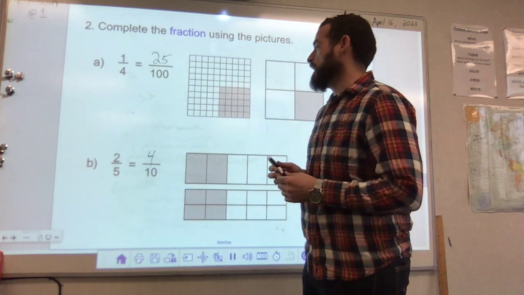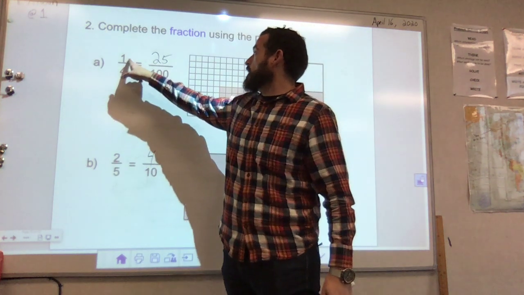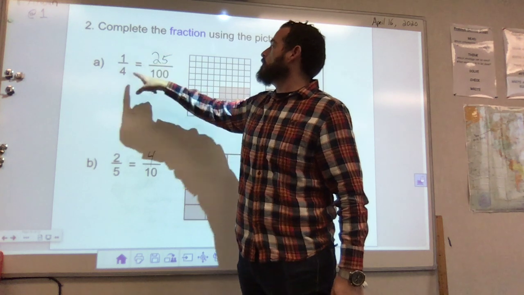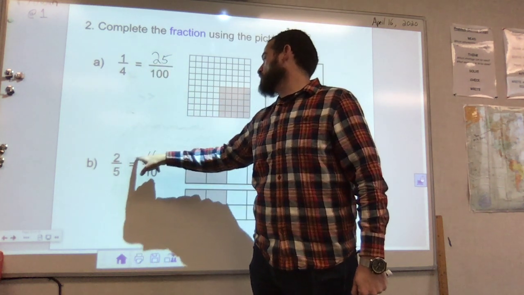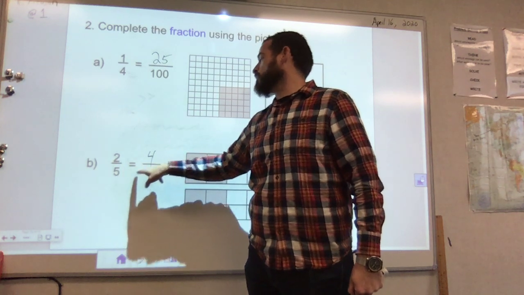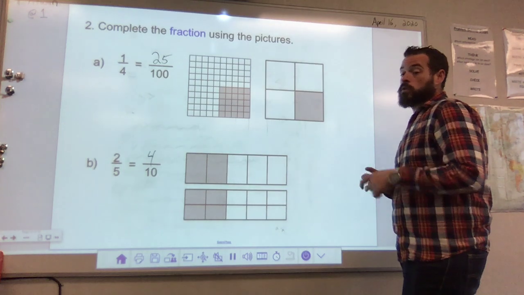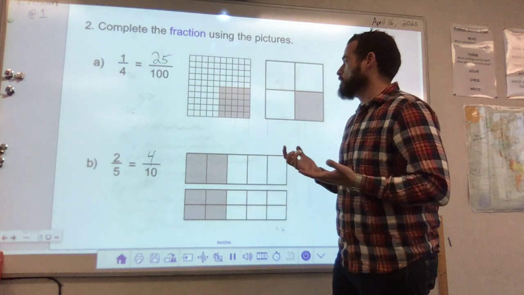2/5 equals 4/10. Again, if you notice, like here, 1 times 25, 4 times 25 equals 100, 2 times 2 equals 4, 5 times 2 equals 10. So whatever operation you're doing to the numerator, you do to the denominator to get equivalent fractions.